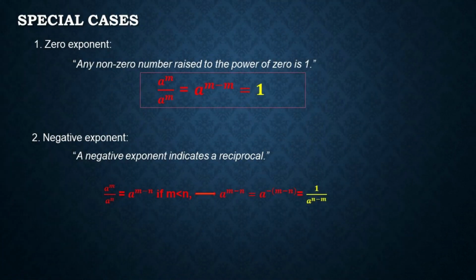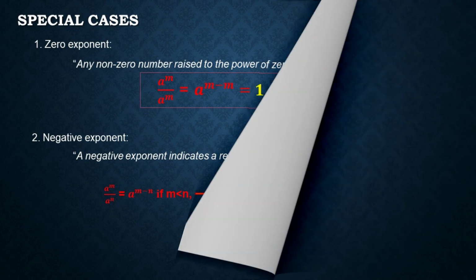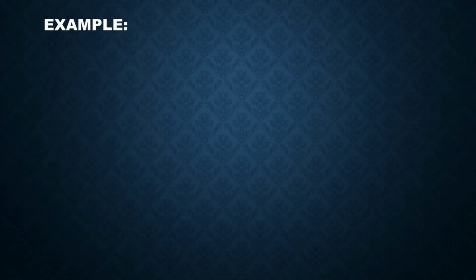There are special cases involving the division law for indices. First is the zero exponent. Any non-zero number raised to the power of 0 is 1. Second is the negative exponents. A negative exponent indicates a reciprocal. Let us solve sample problems involving the division law of indices.